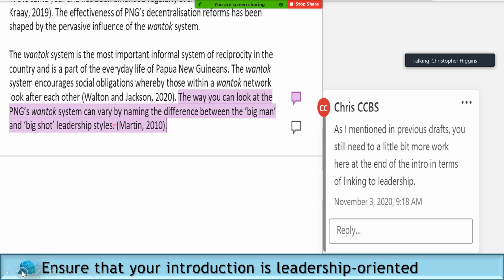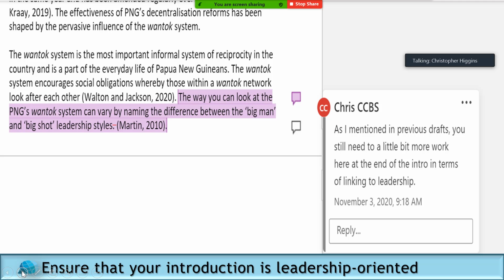And what I said to those guys is, I think it still needs a little bit more work. I think they need one or two sentences either before that or after that that explain a little bit what big man and big shot leadership styles are, and that also link it more specifically back to how that comes out of the wantok system. And again, although that's a specific example, in general, most teams need to link the demographic stuff, the cultural stuff, the values, the religious stuff, the socio-demographic stuff, colonial, post-Soviet stuff, to how does that impact on leadership.